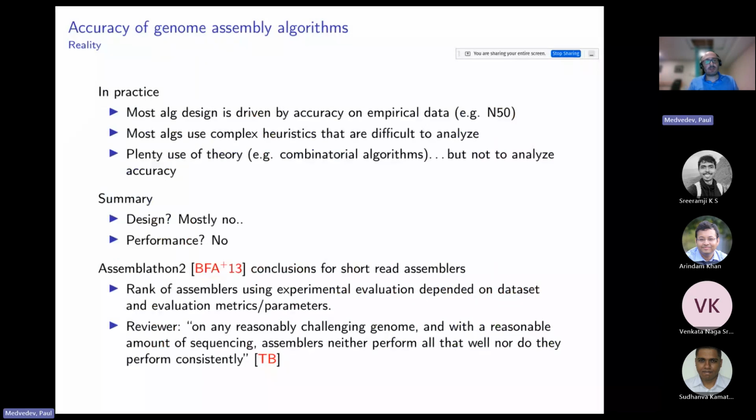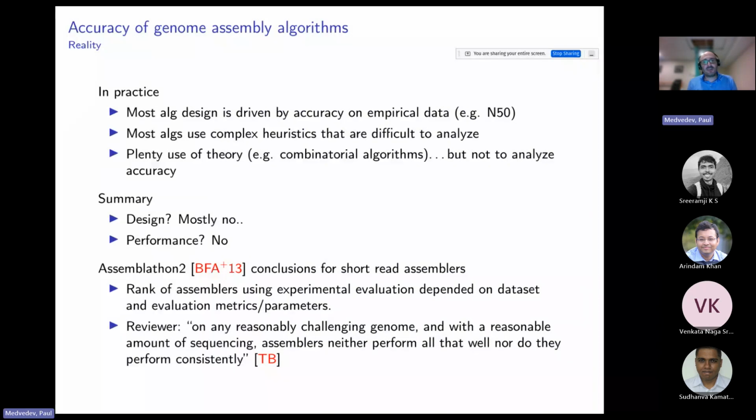In practice, most of the algorithms that we see, their design is driven by just running it on real data. And they rely on complex heuristics that even if you wanted to would be pretty difficult to analyze. So here there's not been much of a success in the design goal and neither in the performance goal. So what's the problem? The field is thriving. There's a lot of genome assemblers. What's the limitation of not having had theoretical analysis make an impact here?